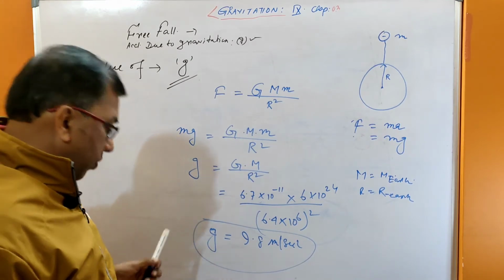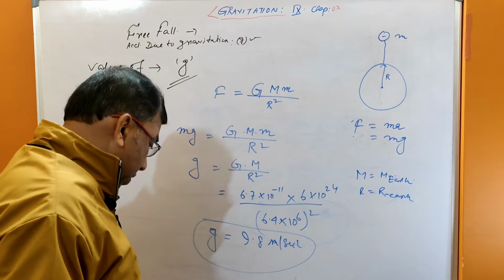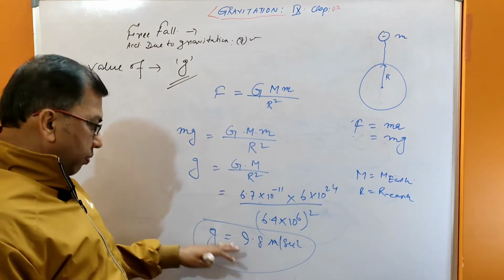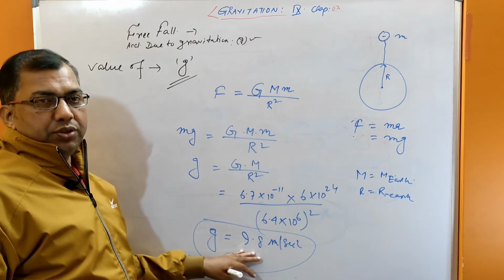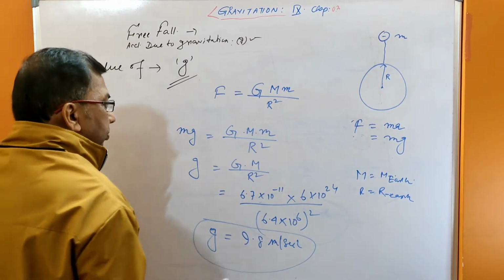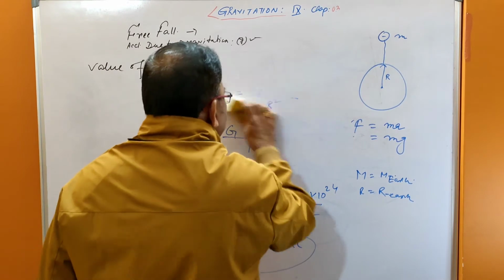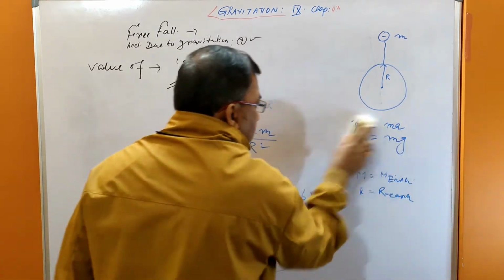Now if we find the variation of g, the value of g does not depend upon the mass, but it depends upon what? See, variation of g, what is it?